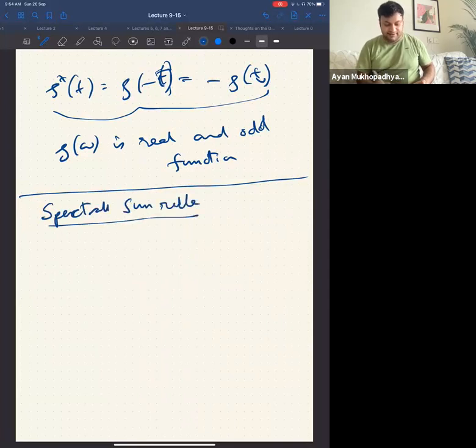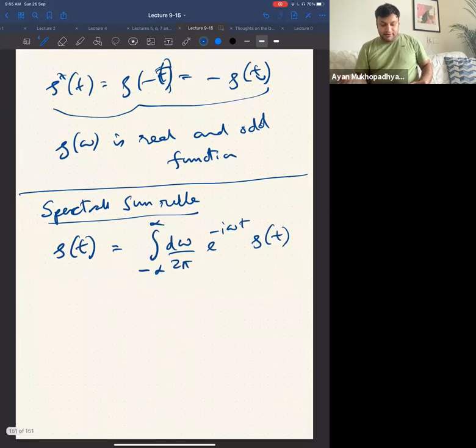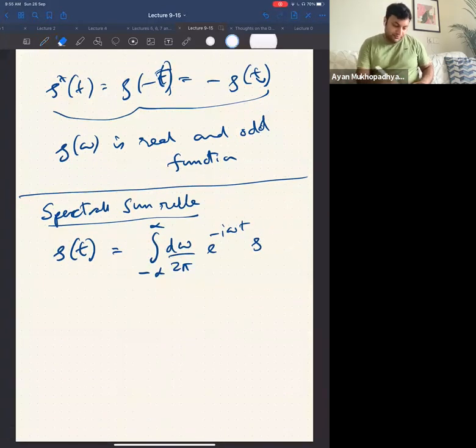And this is very fundamental, and it's really beautiful. So if I want to know what is rho of t in real time, I would simply do the inverse Fourier transform. That is obvious: integral from minus infinity to infinity, d omega by 2 pi, e to the power minus i omega t, rho of omega. This is my definition of the inverse Fourier transform. I'm using it consistently everywhere. Sorry, rho of omega, my typo.